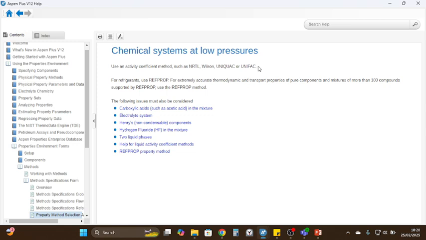Now, if the question had said that this process is a refrigeration process, or any component that is being used in this process acts as a refrigerant, only then you should have gone for this property method, that is RefProp method. Else you shouldn't use the RefProp method. The very first line it is telling that use an activity coefficient method such as NRTL, Wilson, Uniquac or Unifac.